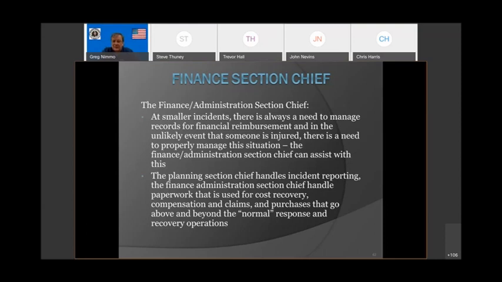And if you notice, we've got two different situations here. Planning section handles incident reporting. Finance and admin handles information that we're going to use to actually keep track of our costs. If we have situations where we have compensation claims, somebody gets hurt or whatever, finance will keep track of a lot of that for us. Okay.